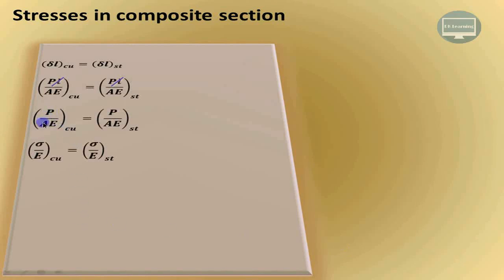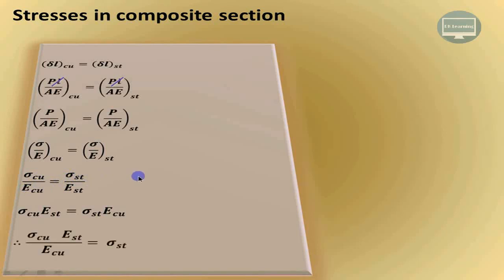Now we know that this P upon A is nothing but stress, so it is stress upon E for copper is equal to stress upon E for steel. Now just cross multiply by this particular term. So sigma Cu will get cross multiplied by this EST, where E is the modulus of elasticity. This sigma ST will get cross multiplied by this ECU, where ECU is the modulus of elasticity for copper. From this, either we can find out the value of stress in steel is equal to stress in copper EST upon ECU, or you can formulate in terms of stress in copper in terms of stress in steel.